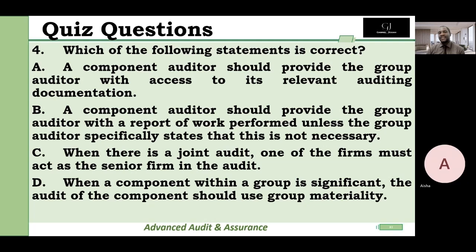Number 4, which of the following statements is correct? A, a competent auditor should provide the group auditor with access to its relevant auditing documents. B, a competent auditor should provide the group auditor with a report of work performed unless the group auditor specifically states that it's not necessary. C, when there is a joint audit, one of the firms must act as the senior firm in the audit. D, when a component within a group is significant, the audit of the component should use group materiality. Which of the following statements is correct?